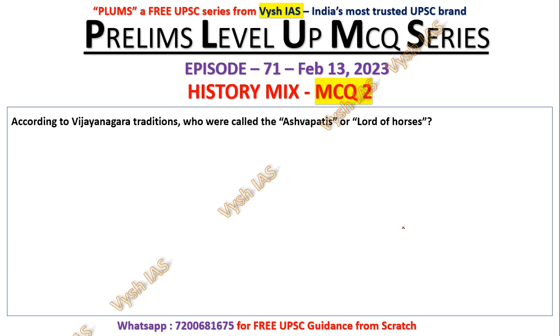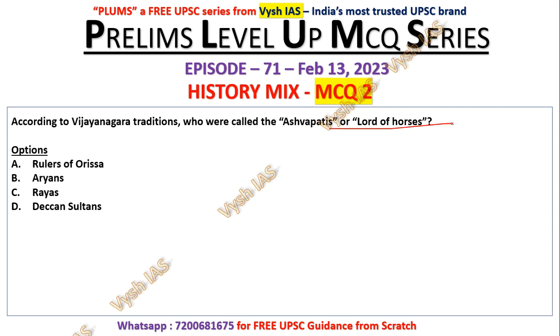According to Vijayanagara traditions, who were called the Ashwapatis, or the Lord of Horses? This is also there in your NCERT. Options: Rulers of Orissa, Aryans, Rayas, Deccan Sultans. So who were called the Ashwapatis, or the Lord of Horses?